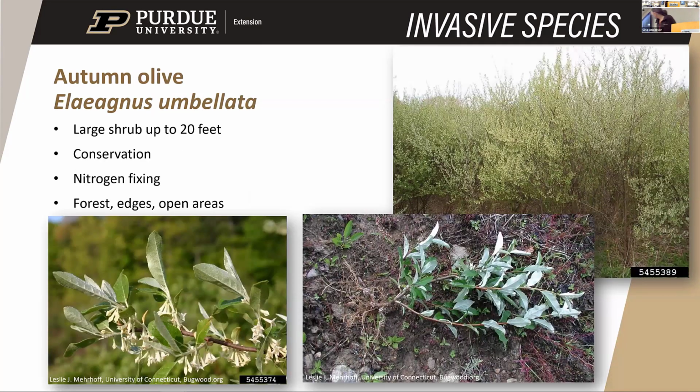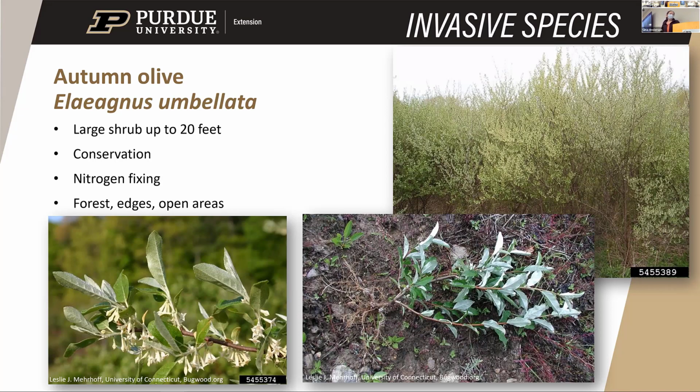Autumn olive, which is a shame that this one is invasive. It is really pretty. When those leaves flip over, they have a nice silvery color to them. It is very pretty, but native to Asia again. It was planted for wildlife habitat and for improving soil.